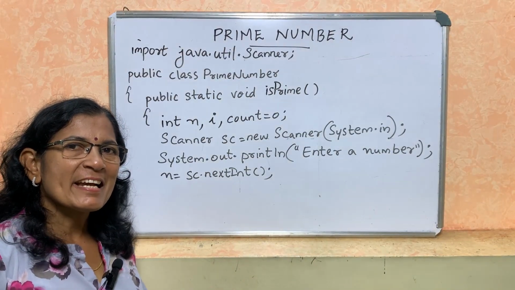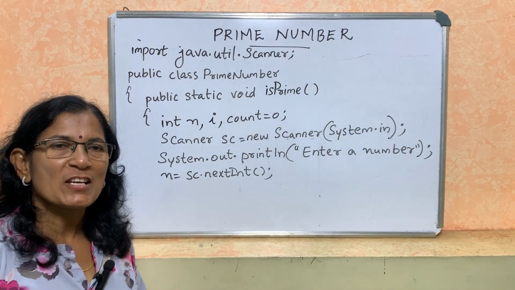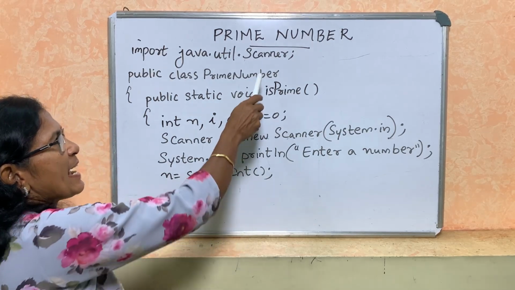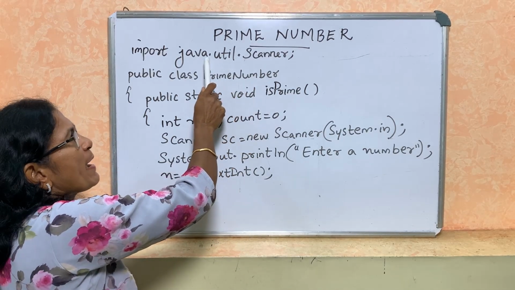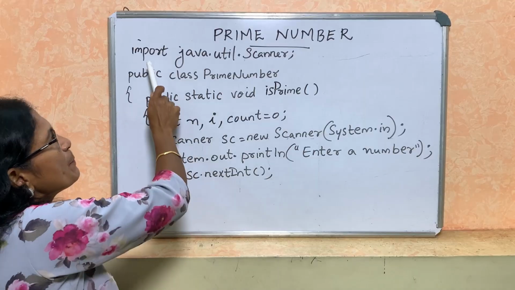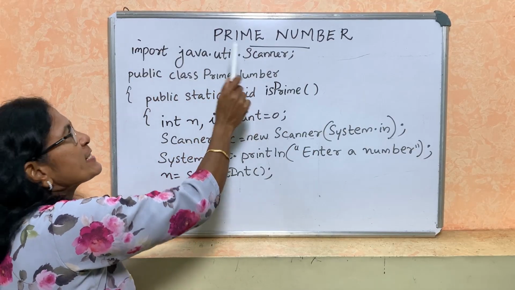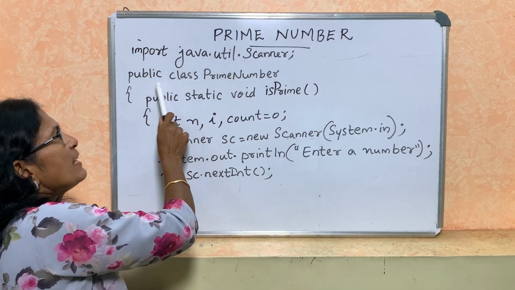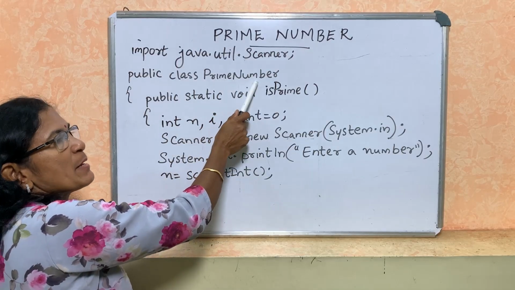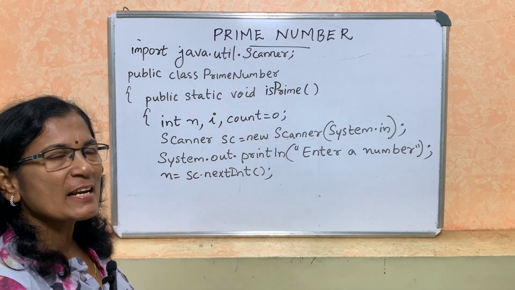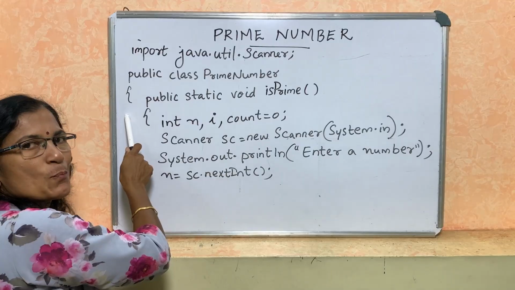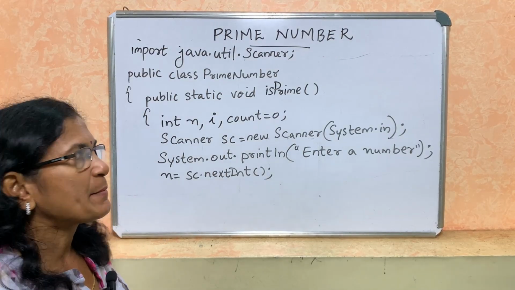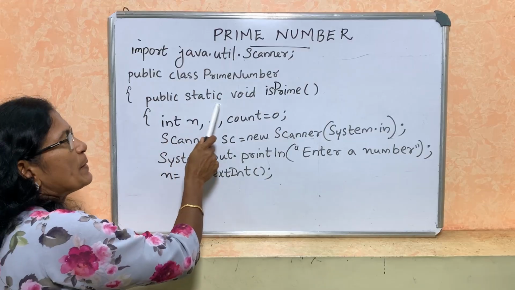Now, let's convert this algorithm to a Java program. The first step is to import the Scanner class from the utility package of Java. So, import java.util.Scanner. The next step is we open the class: public class PrimeNumber. A meaningful name is given to the class. The body of the class is opened here. All the executable commands in Java are written inside a method. So a method is opened here.